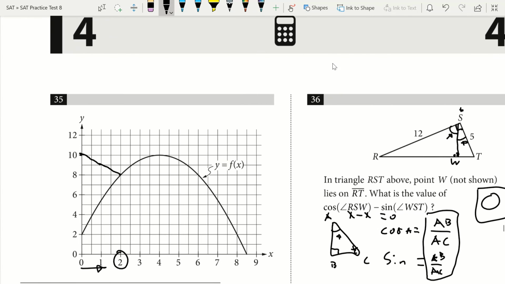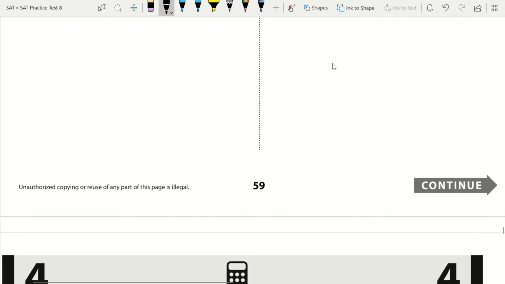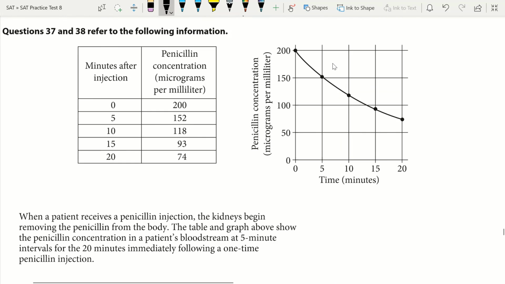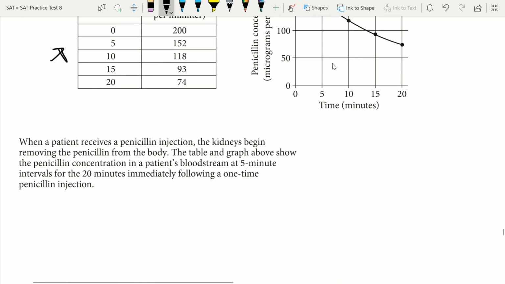All right, question 37. I'm given a bunch of information with a data table. I'll read it. When a patient receives a penicillin injection, the kidneys begin removing the penicillin from the body. The table and graph above show the penicillin concentration in a patient's bloodstream at 5-minute intervals for the 20 minutes immediately following a one-time penicillin injection.